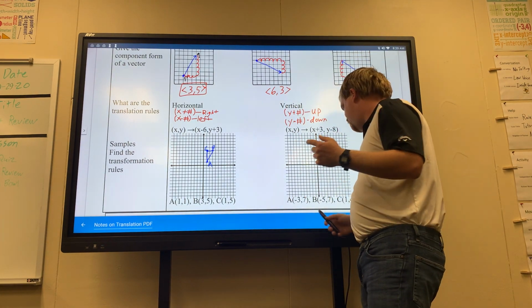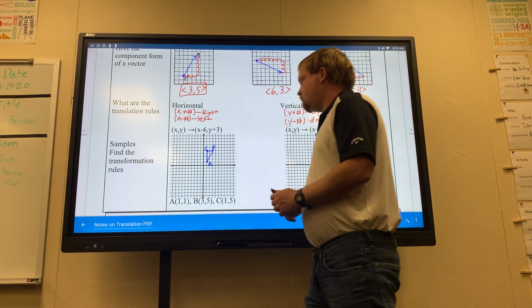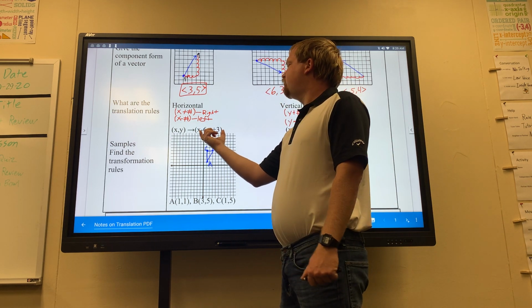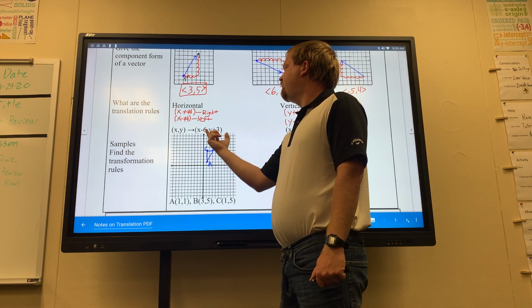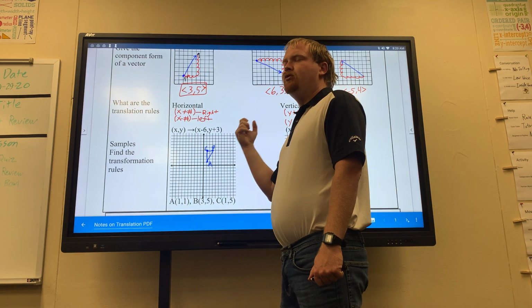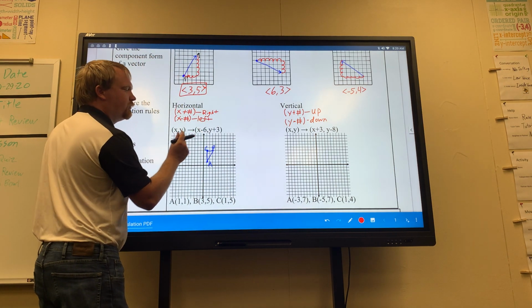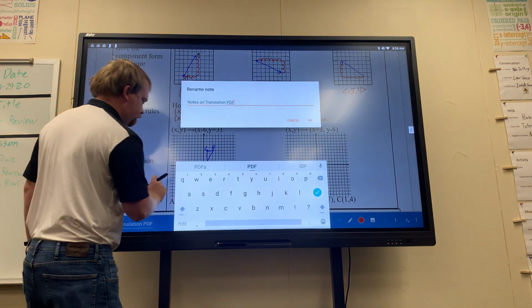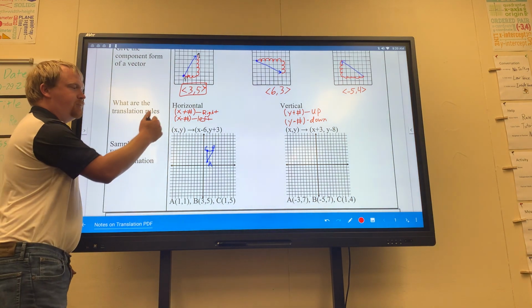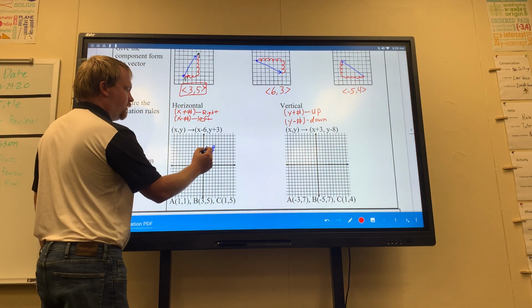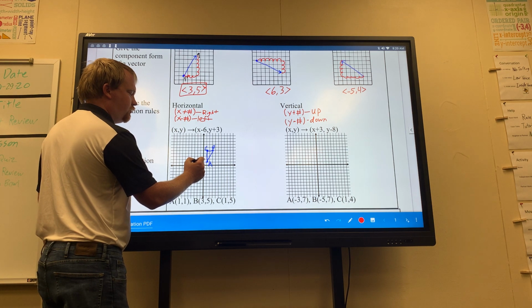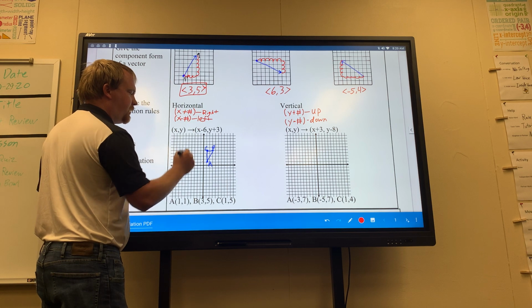Now, my image is going to be this transformation right here, x minus 6, y plus 3. What that tells me is I'm going to go to the left 6 units for each spot, and I'm going to go up 3 units. So, for example, if I start at A, 1, 2, 3, 4, 5, 6, up 3, 1, 2, 3, right here. I'm going to put A with an apostrophe.